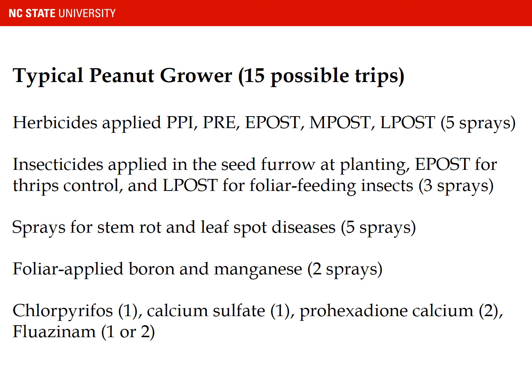For peanuts, they apply PPI pre, early post, mid post, and late post sprays, usually on average 5 sprays maybe in peanuts. Insecticides would be applied at planting, early post for thrips control, probably 60 to 70% of our acreage gets that application of acephate no matter what was used in furrow, and then late post applications for foliar feeding insecticides. Our sprays for stem and leaf spot disease about 5, unless it's a really dry year, and then maybe it's 3, and really wet year or a really delayed year, we might have 6 sprays.